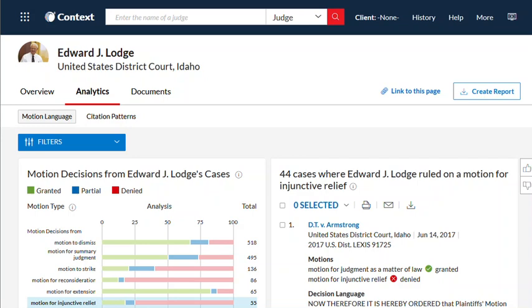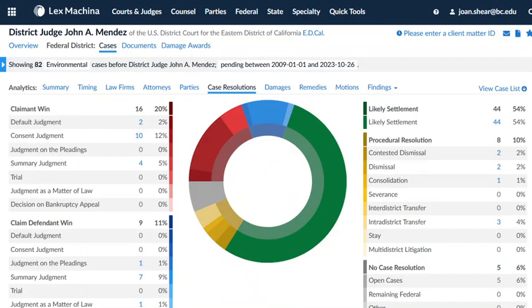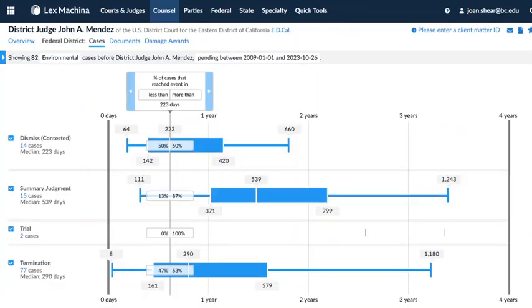Analytics allow you to more accurately predict how a particular judge might rule on a particular motion, or how likely that judge is to steer the parties towards a settlement. Analytics also provide useful information on how long the litigation is likely to take, which helps manage client expectations.